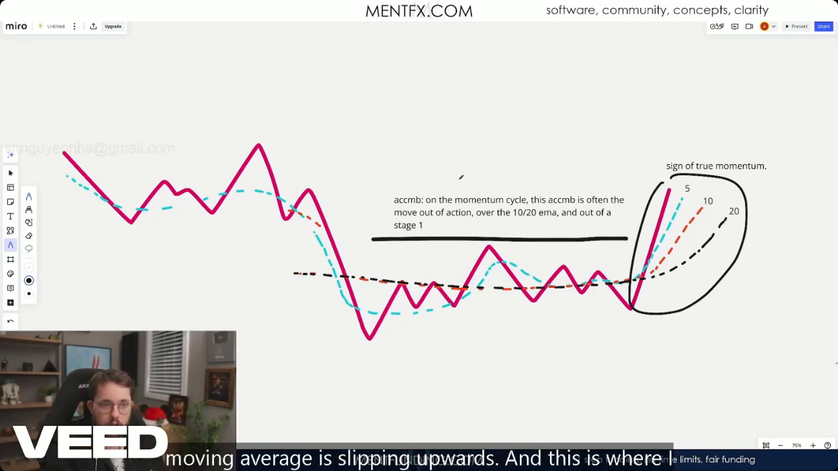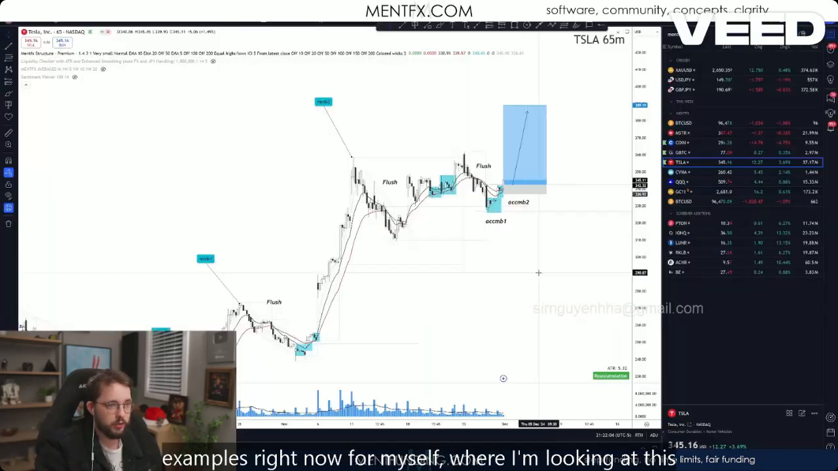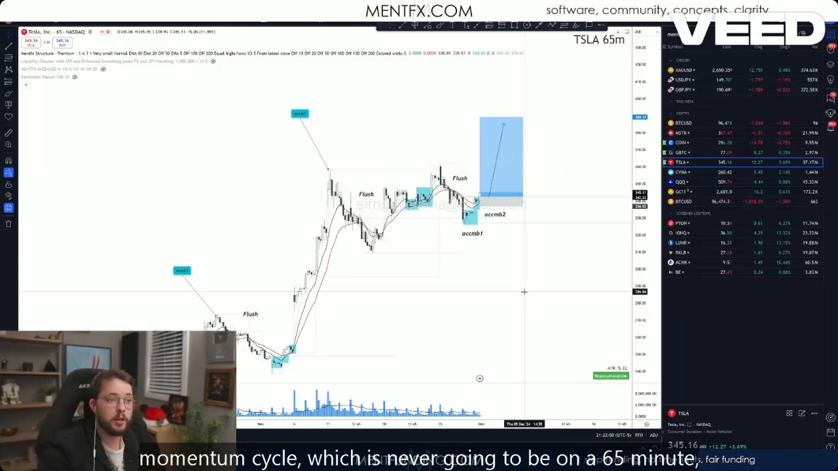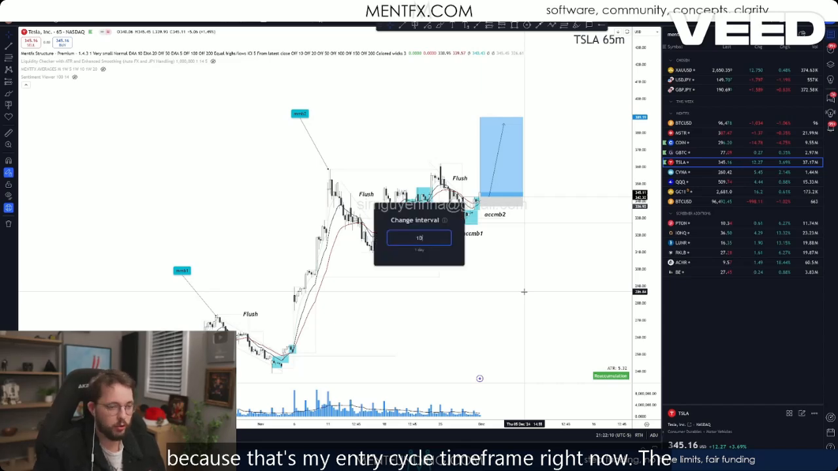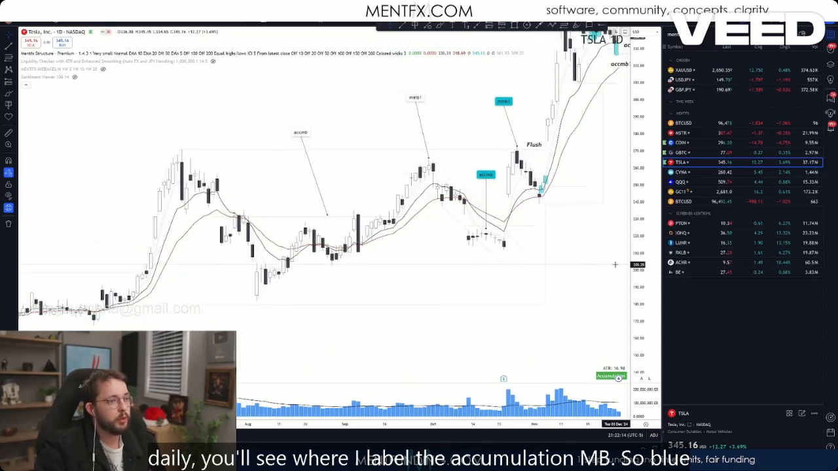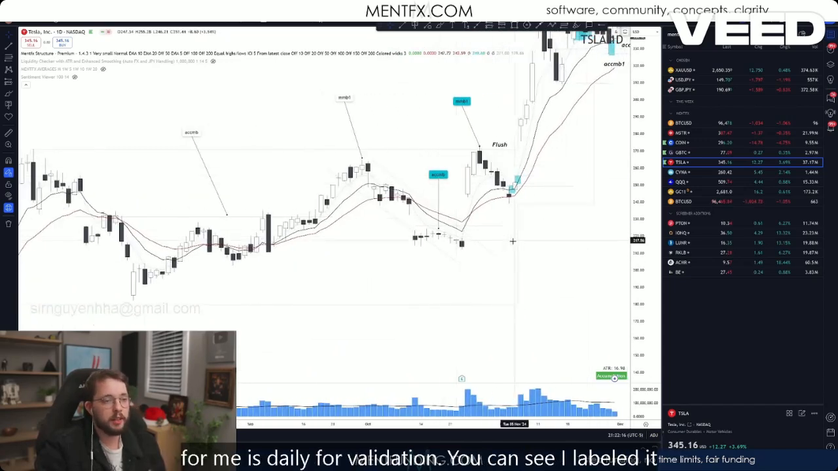As you've already learned, the moving average is sloping upwards. And this is where I personally label the accumulation MB. So if I look at any examples right now for myself, where I'm looking at this momentum cycle, which is never going to be on a 65-minute because that's my entry cycle time frame right now, the daily, you'll see where I label the accumulation MB. So blue for me is daily for validation.